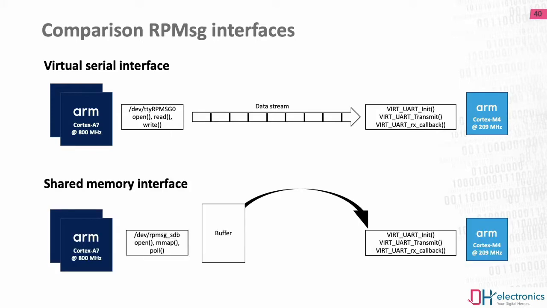The second RPMsg implementation is a shared memory interface, which is represented in Linux also as a device file. On the M4 side, there is again a similar interface implemented by the OpenAMP framework. As a summary, we can say that the serial interface is used as a control interface between the two different cores, and the shared memory interface is used to transfer data.